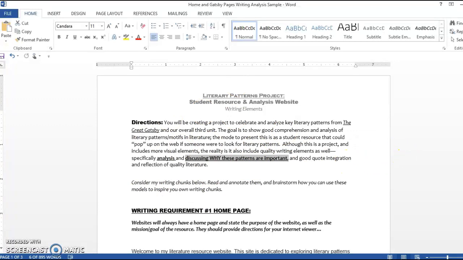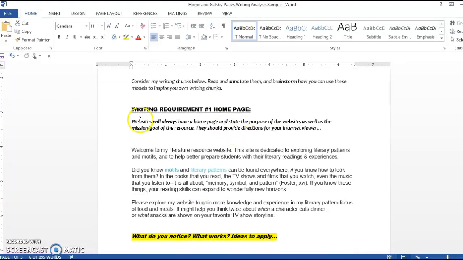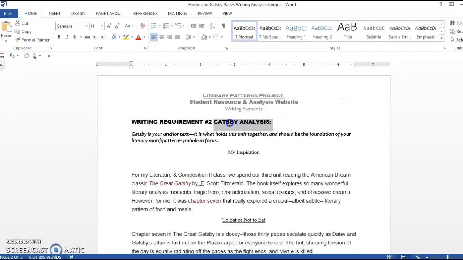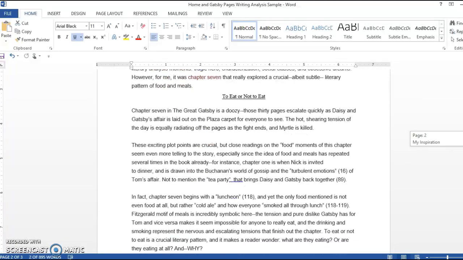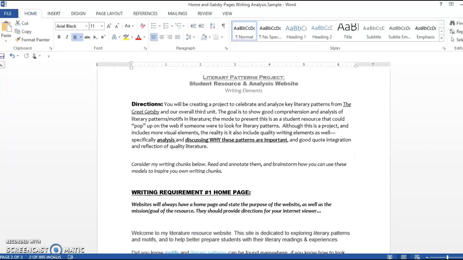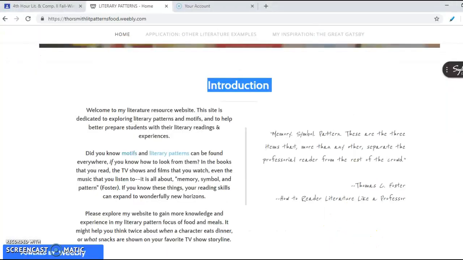So today we're going to look at two of the writing requirements. The first is the home page, and the second is your Gatsby analysis, which I separated into two pages. We're going to do an activity and read through these examples today in class. But what I'd like you to do is look at it as I put it on the page for the Weebly website project.